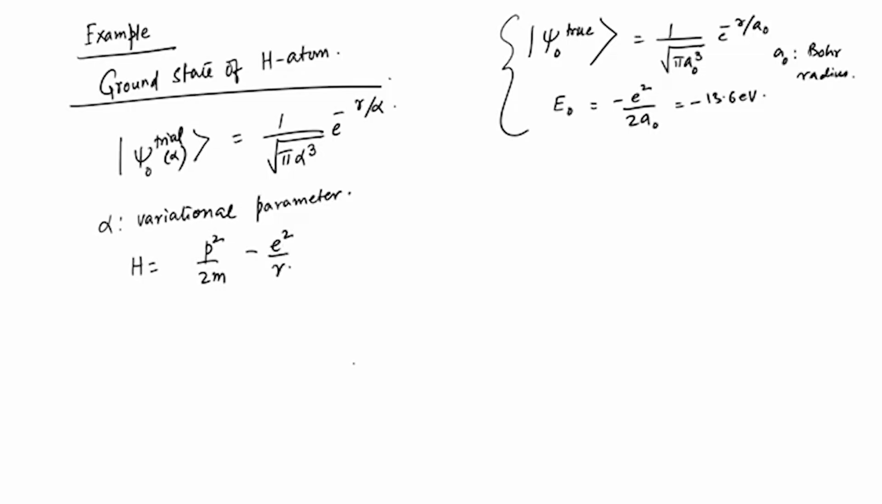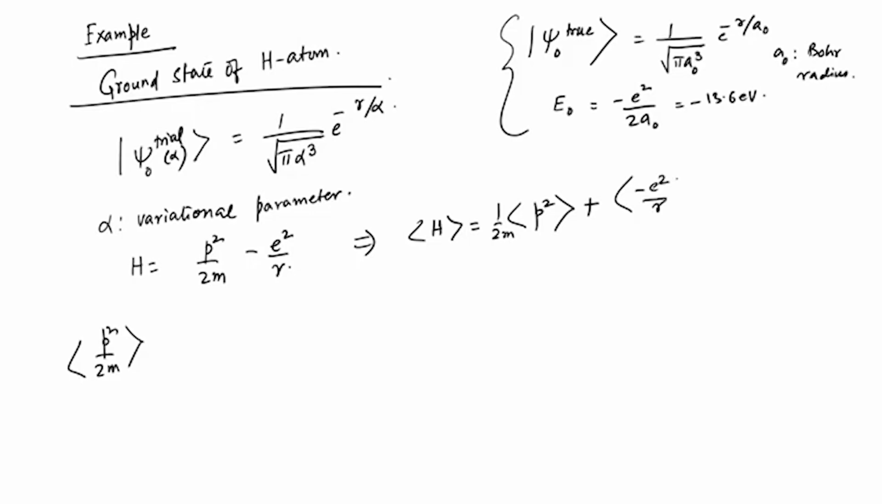over r. And so, if you have this, then we can calculate this p square over 2m expectation value. So, basically this tells us that the H expectation is p square over 2m expectation plus minus e square by r expectation. And what do we use for calculating these expectation values? These wave functions. Okay. So, these trial wave functions is what we use here.